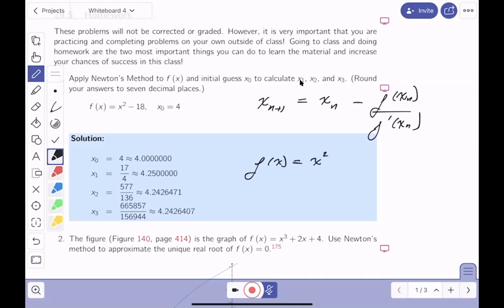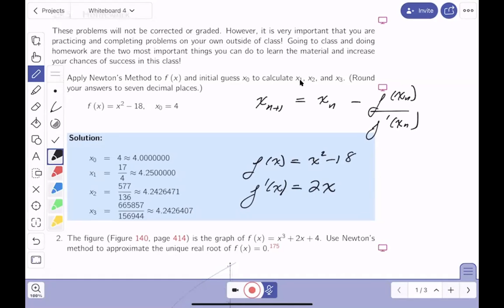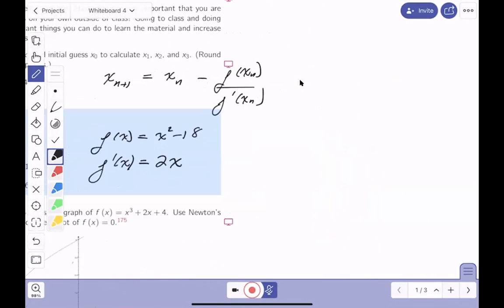It's x squared minus 18. And what's f prime? I got to write that down. And what's that going to be? 2x. So I'm going to go over here. I'm going to write that down now. So I get xn. We'll talk about what xn is later. Minus. Well, what's f of xn? It's xn squared minus 18 over 2 times xn.